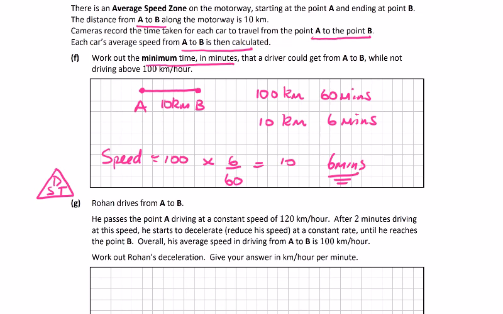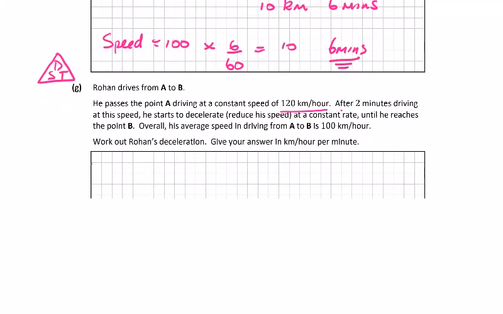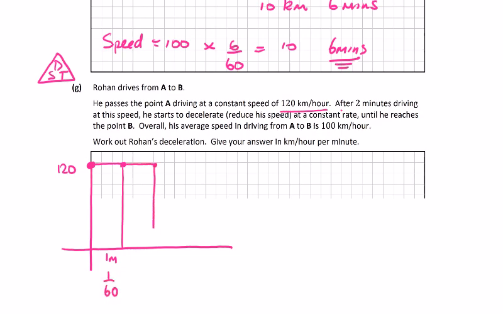Rohan drives from A to B. He passes the point A driving at a constant speed of 120 kilometers an hour. After 2 minutes driving at this speed, let's do a little diagram here just to see what's going on. I'll do my X and Y axis looking like this. So he's here at 120. And he goes for, let's say, 1 minute. That's 1 over 60. We're dealing with kilometers an hour. And he does the same again at 120, 1 minute, 1 over 60.